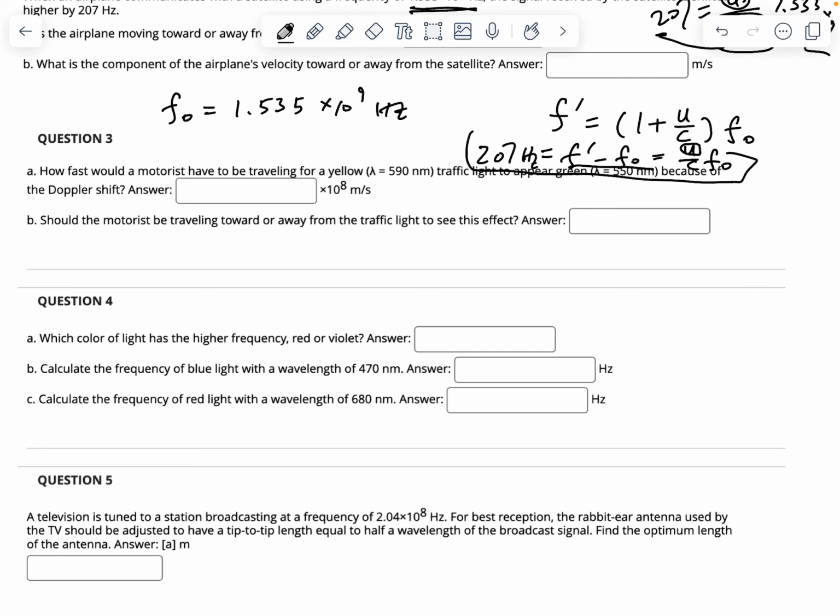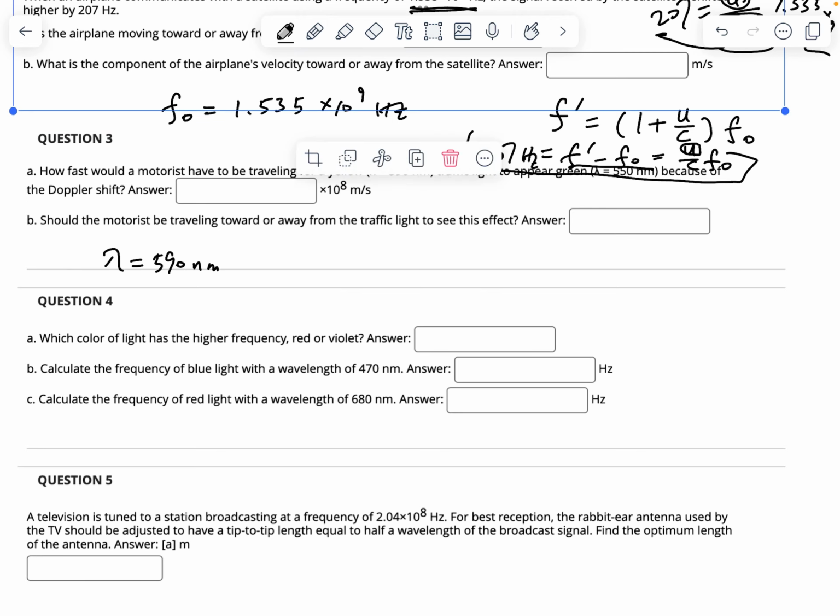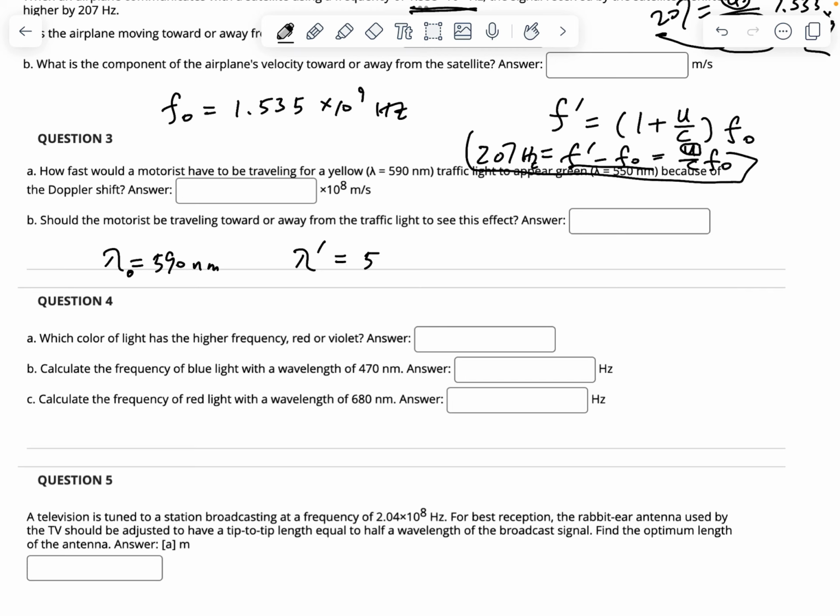Next one: how fast would a motorist have to travel for a yellow traffic light to appear green? So yellow, lambda 0, and lambda prime equals green, 550 nanometers. Let me see if this is 550. Oh yes, 550. Okay, how fast?